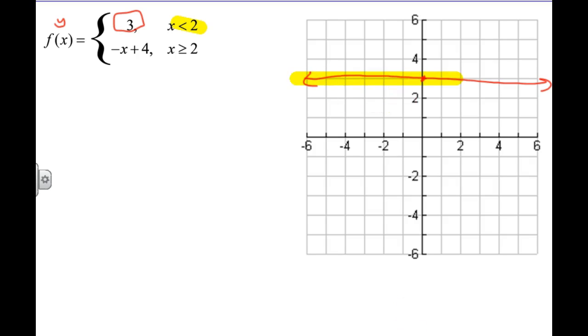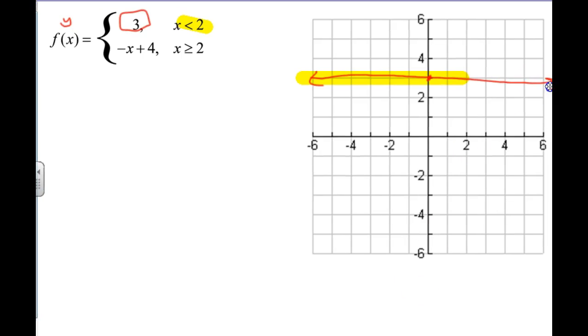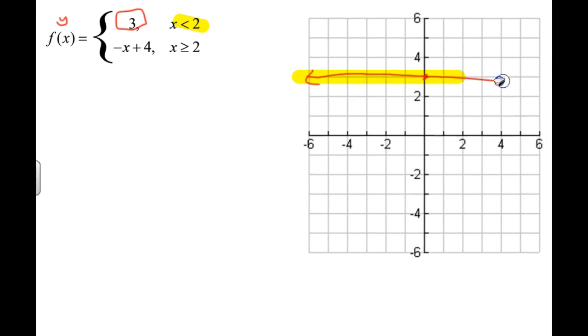I'm going to erase a few things. When you get to there, you can see that this is open circle according to that. So this is going to be an open circle right there, and that's your graph. That's when the domain, the x values, are 2 or less than 2. Actually, just less than 2, not equal to 2. That's why it's open.